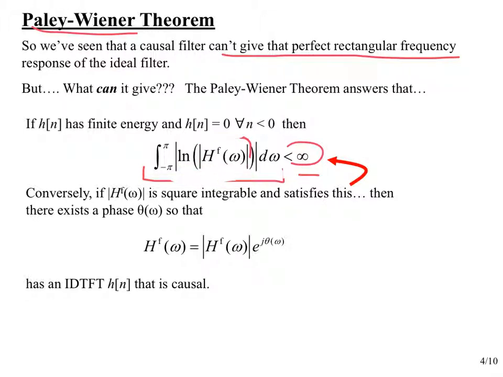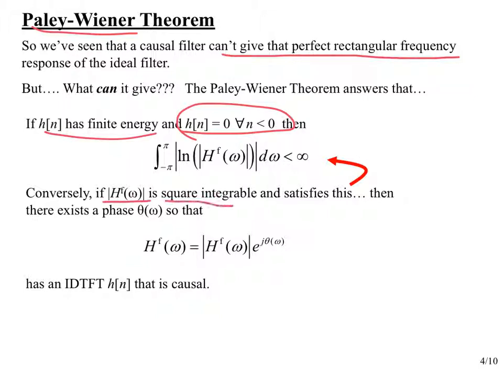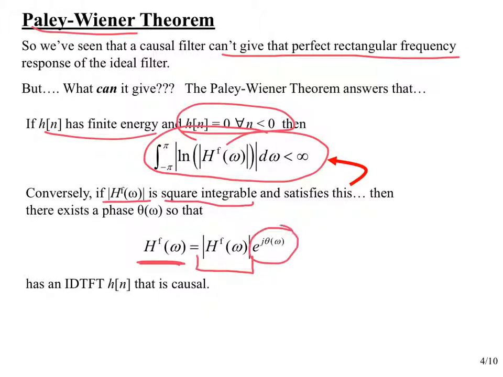So this puts some serious constraints on what kinds of filters we can actually have that are finite energy and, more importantly, causal. Conversely, if the magnitude response is square integrable and satisfies this constraint, then there does exist some h of omega that can be built from that magnitude with some appropriate phase, and the result will be, in the time domain, a causal impulse response.